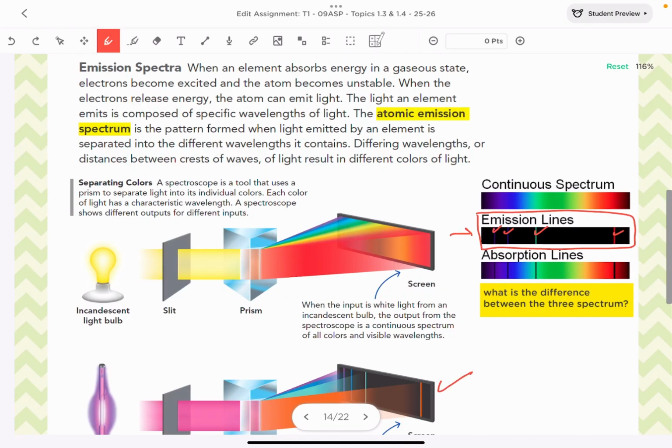A spectrum, which is this one or this one, is the pattern formed when light emitted by an element is separated into the different wavelengths it contains. So again, this electron, which is in the excited state, when it's coming back to its ground state, it will emit light. And light is a wave. So the wave will have a certain wavelength. Depending on from which level it is coming, the wavelength will have a value. And this value will determine the color of that light emitted.